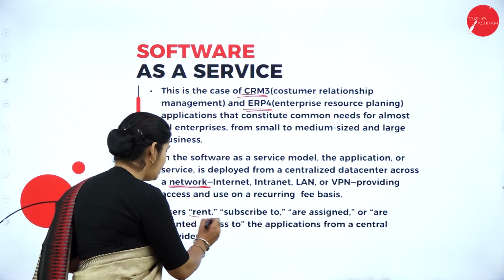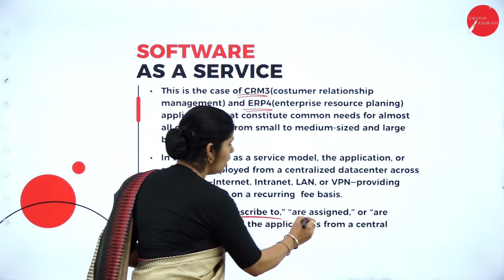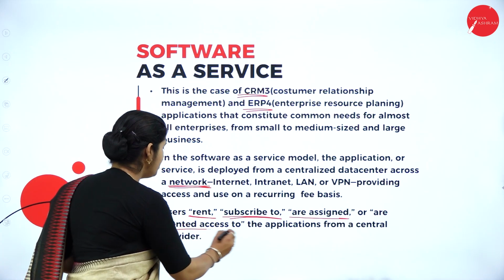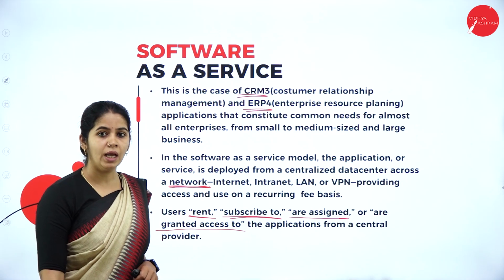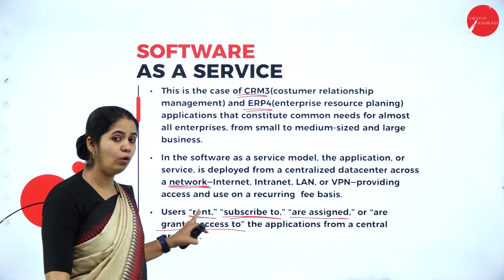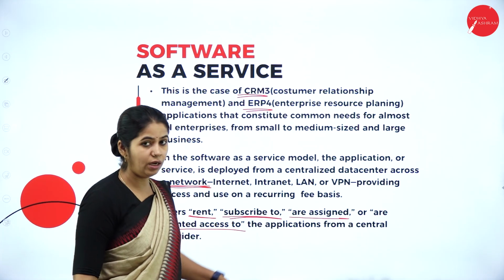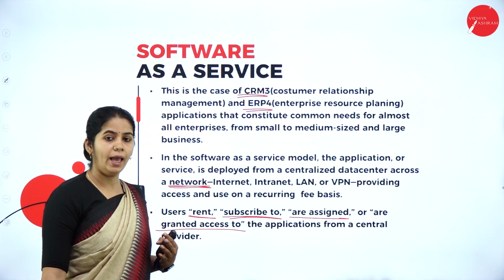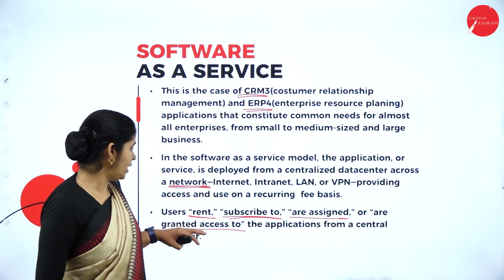Either he can rent that, he can subscribe to that particular service or application, or he can assign some task on that application, or he can grant the access. For example, you can take your OTT platform, Netflix, Disney, you can subscribe to that particular thing. When it comes to Uber and Ola, you are renting that particular application and assigning. Whenever you want to do something on the platform or the application, you are going to assign some responsibility of that particular application and grant access.